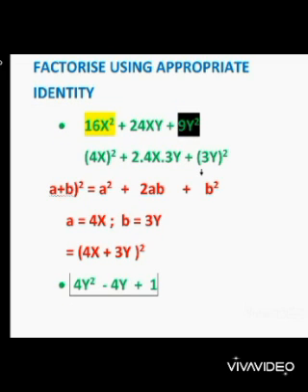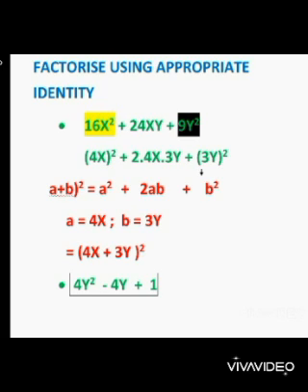Factorize using appropriate identities. Now let us see in that the first sum, 16x square plus 24xy plus 9y square. Now you see the first term here. The first term 16x square is a perfect square. So how can you write 16x square? You can write 16x square as (4x) whole square. Isn't it? 4x into 4x you will get 16x square only.